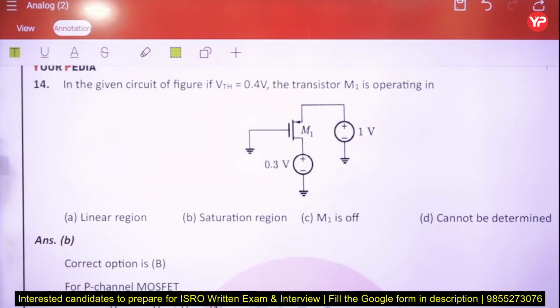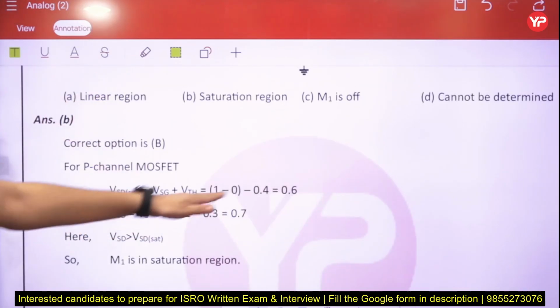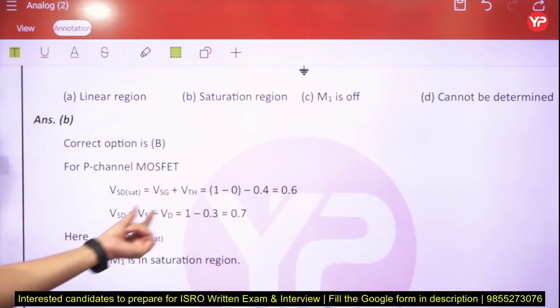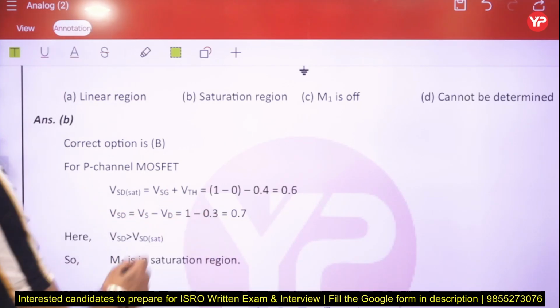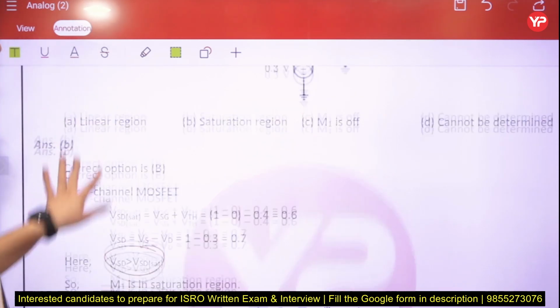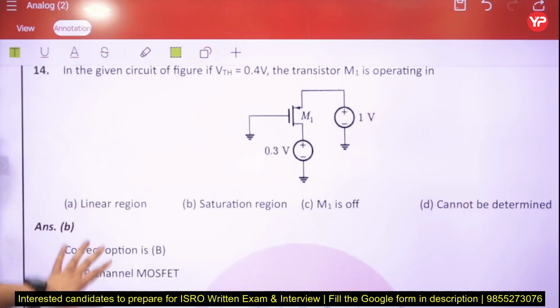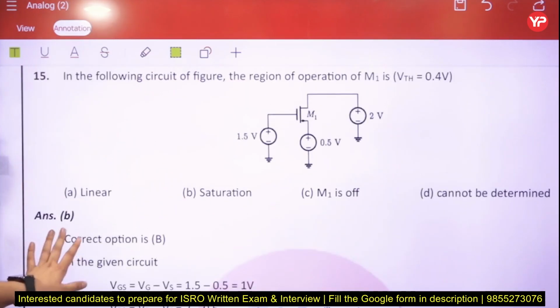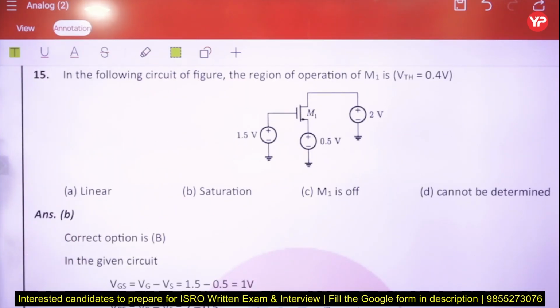Next, in the given circuit, the VTH is 0.7 volt and M1 transistor will be operated in which region? So first we calculate VSG minus VTH, which is 0.6 volt, and VSD is 0.7 volt. So VSD is greater than VSD sat, so it will be in the saturation region because it is a PMOS, right, not NMOS.